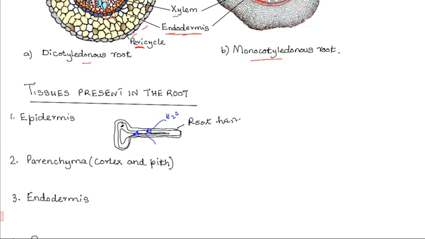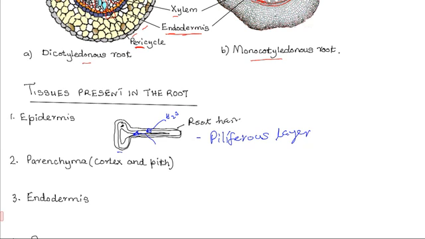Now, this region of the epidermis where the root hair cells are present is known as the piliferous layer. And the cells, that is the root hair cells, are thin-walled to allow easy passage of water and mineral salts.